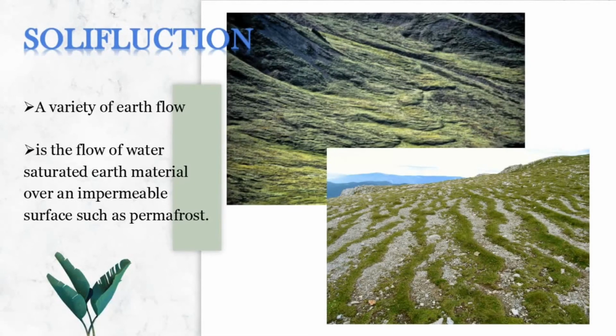Solifluction. A variety of earth flow called solifluction is the flow of water-saturated earth material over an impermeable surface such as permafrost. It occurs frequently in bitterly cold regions such as Alaska or Canada. Springtime temperatures thaw only the first few feet of the frozen ground, which is the active layer, which becomes saturated quickly and slowly flows over the ever-frozen permafrost below. So solifluction can occur on even the gentlest of slopes.